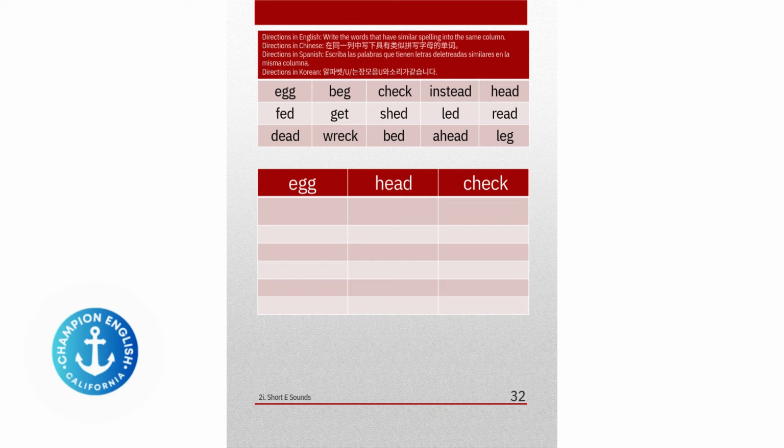Hello, everyone, and we're back. I hope you've taken the time to put all of the words in the right column. Okay, let's check our papers, and I'll see you in the next page. Go ahead and sound out the words, and let's check those answers.